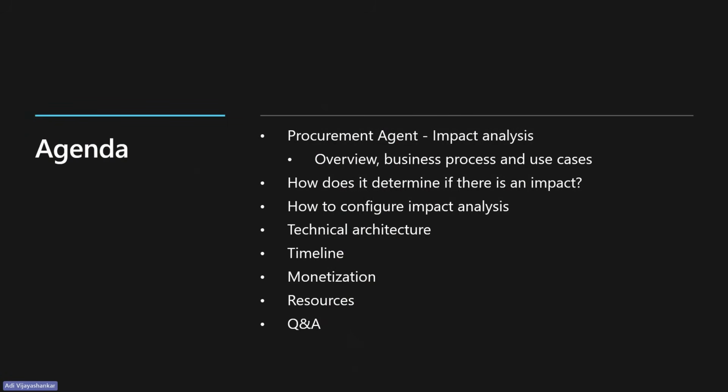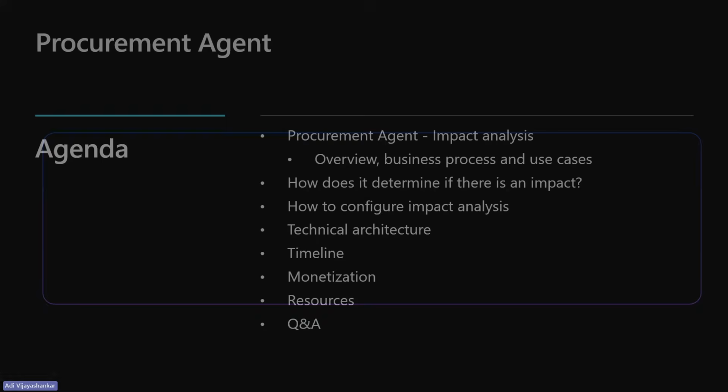So this is the agenda for the Tech Talk today. We'll start with the Procurement Agent Impact Analysis, where we'll provide an overview followed by the business process flow and the use cases. Then we'll get to how the Impact Analysis Agent determines when there is an impact. Then we'll get to how to configure the impact analysis. Following that, we'll get to the technical architecture, timeline, monetization, resources, and eventually the Q&A panel. But again, I encourage you to use the Q&A panel throughout to ask your questions.